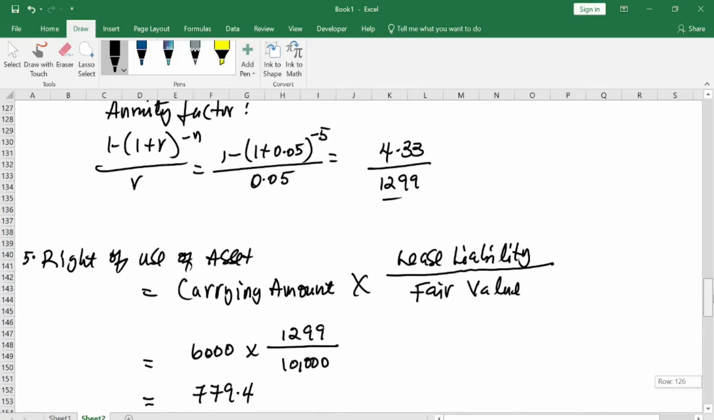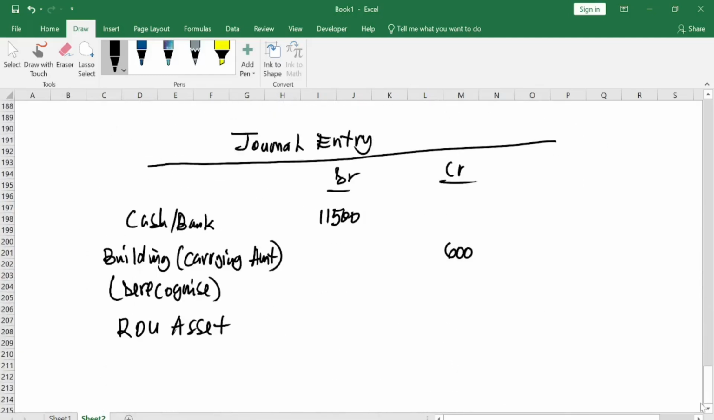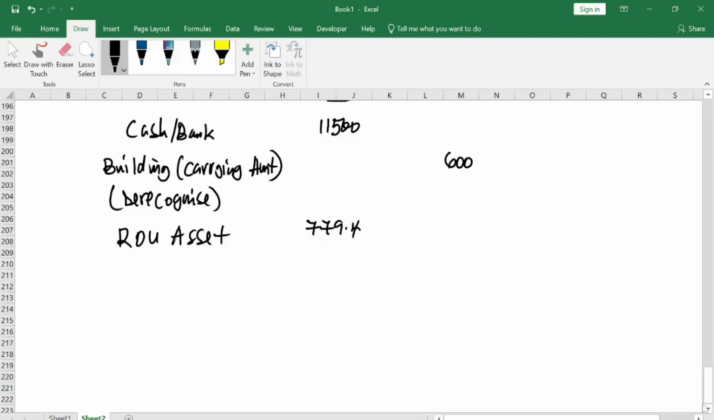Let's go there and find our lease right of use, which is 7794. It has a debit balance. Asset is a non-current asset, so it has a debit balance. So we have to bring it out at the debit side.